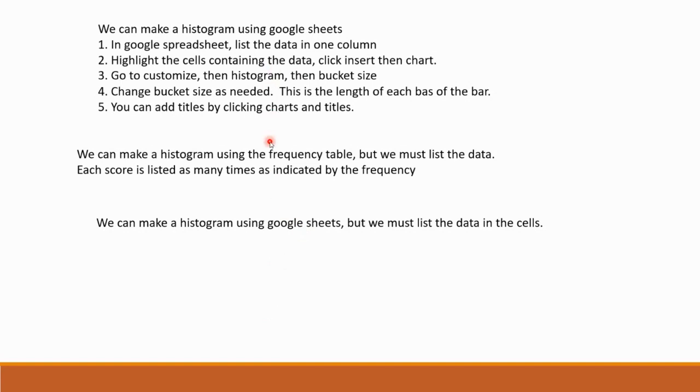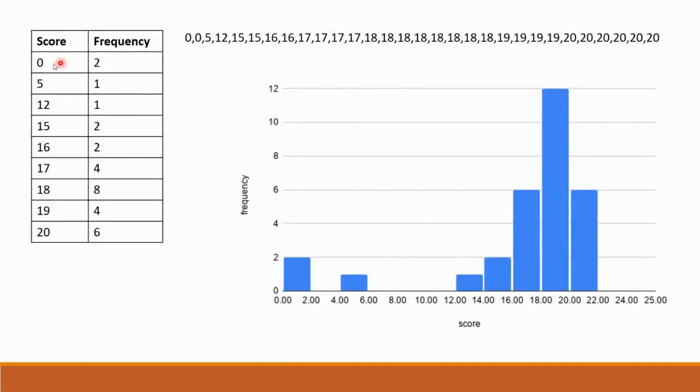So this is in the notes, but for instance, if we wanted to make a histogram of this, these are like scores out of 20, let's say, right? And this is our frequency. You would have to have 0 listed twice, 5 would be listed once, 12 also, 15 would be listed twice, and so on. And then you would put this all into one column in Google Sheets, and then you go make a bar graph, and you would get this. So you would have to change the bucket size. I'll show that next time. This is what I was trying to say.